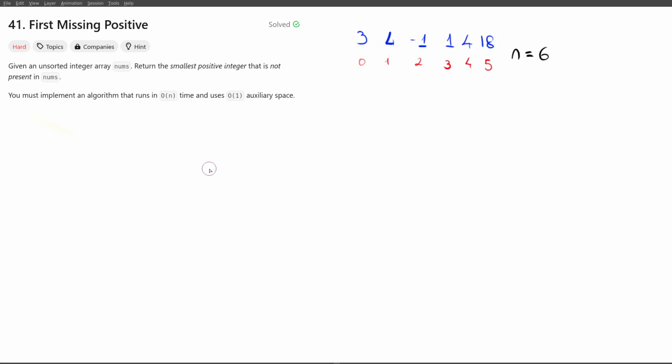Hello everyone, today we'll talk about the problem First Missing Positive, today's LeetCode daily. We're given an unsorted array nums, and we have to return the smallest positive integer that is not present anywhere in nums, in linear time and constant space.